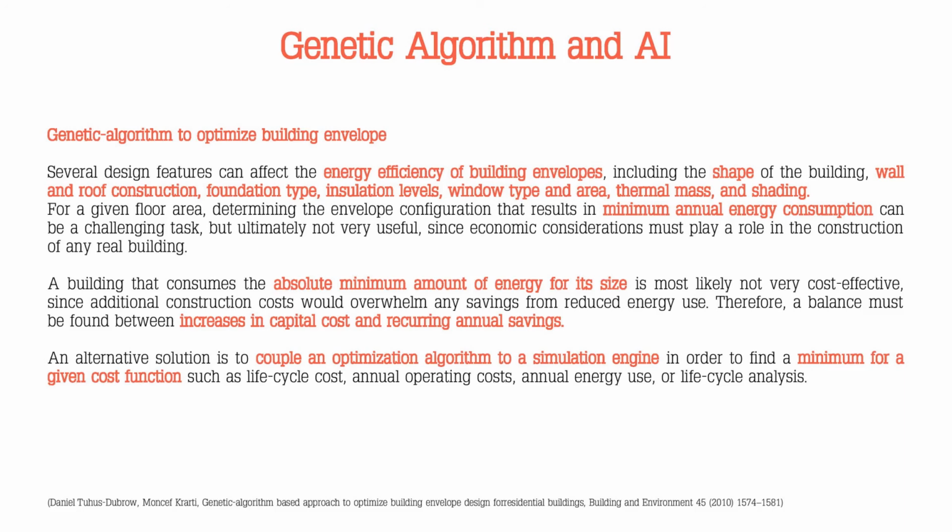In this case, they studied the shape of the building, the wall and the roof construction, the foundation type, insulation level, window type, area, thermal mass, and shading. So there are several components. Attention, this research intends to find one form and the orientation of the single shape able to answer one question, energy efficiency, but where many components are put inside. I repeat again: shell, wall, roof, foundation type, insulation level, window, area, thermal mass, and shading.